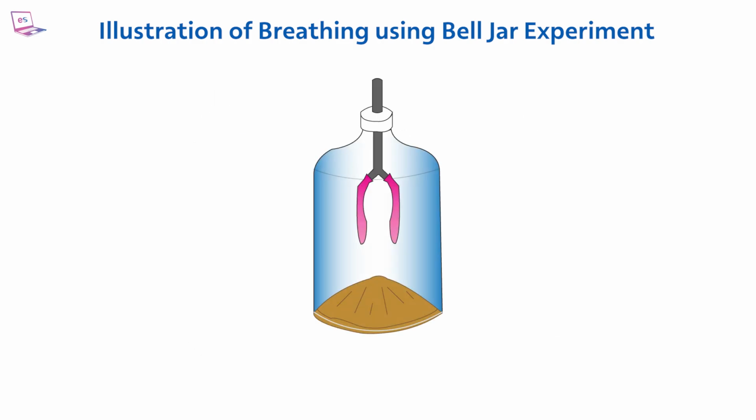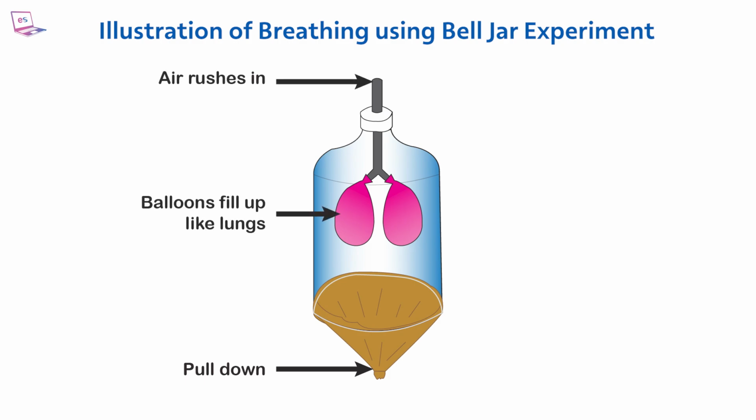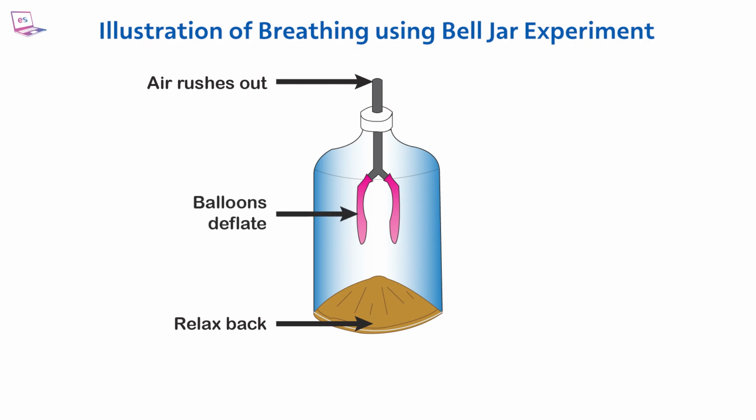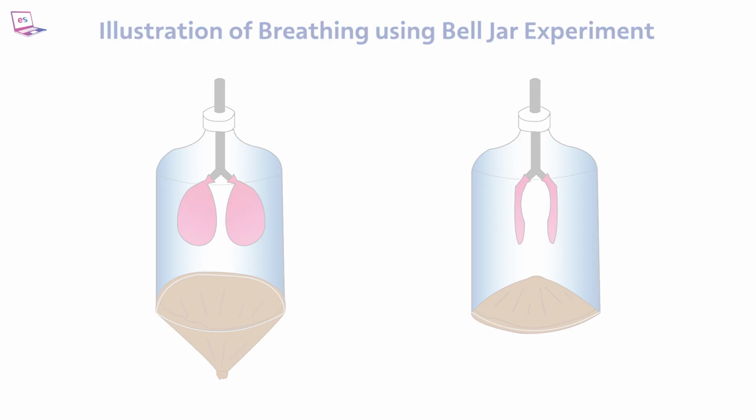As the rubber sheet is pulled down, the volume inside the jar increases, which in turn decreases the pressure. This drop in pressure causes air to rush in and inflate the balloon, which resembles the breath-in function of the lungs. When the rubber sheet is relaxed, it is like relaxing the diaphragm, which causes the volume to decrease inside the jar, and in turn increases the pressure, causing the air to rush out and deflate the balloon. This resembles the breath-out function of the lungs.